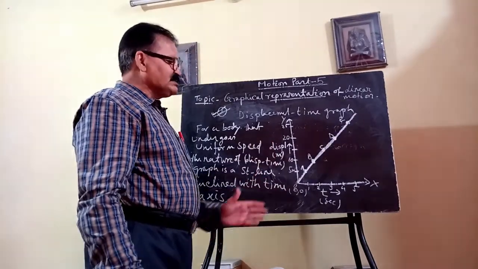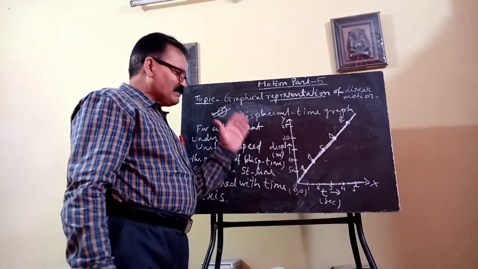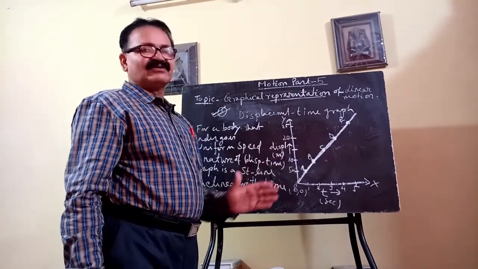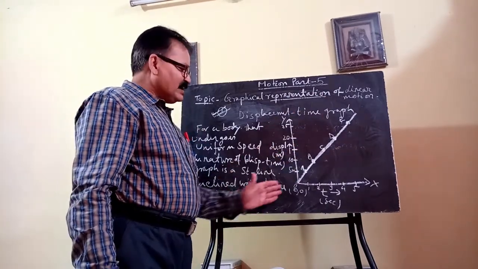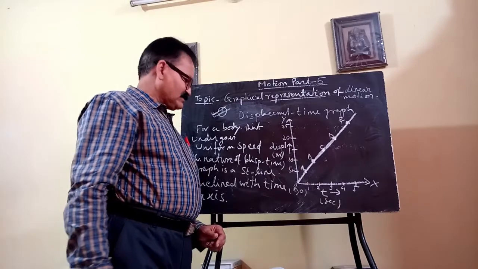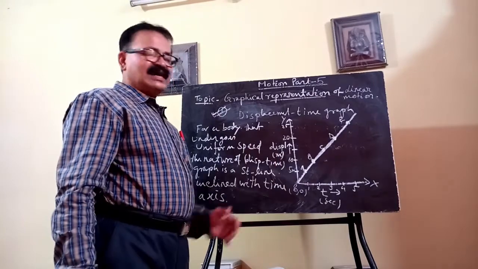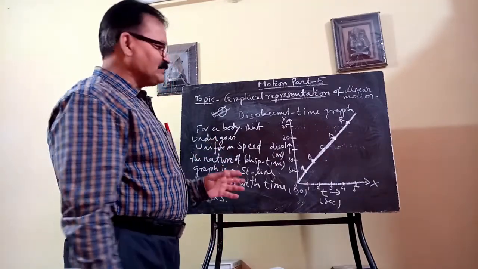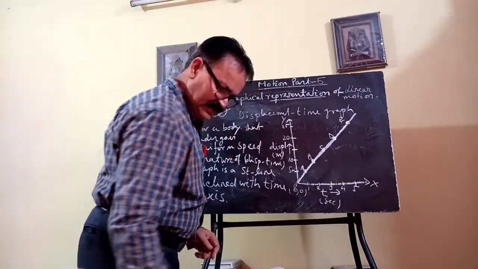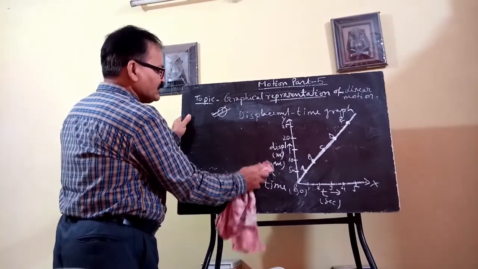Since the body is moving with uniform speed, in every second it covers 5 meter, so the displacement increases accordingly after every consecutive second, and the graph will be a straight line inclined with the time axis. Clear? So this is your first point. From this graph, the slope of the displacement time graph will give you the velocity of the body.